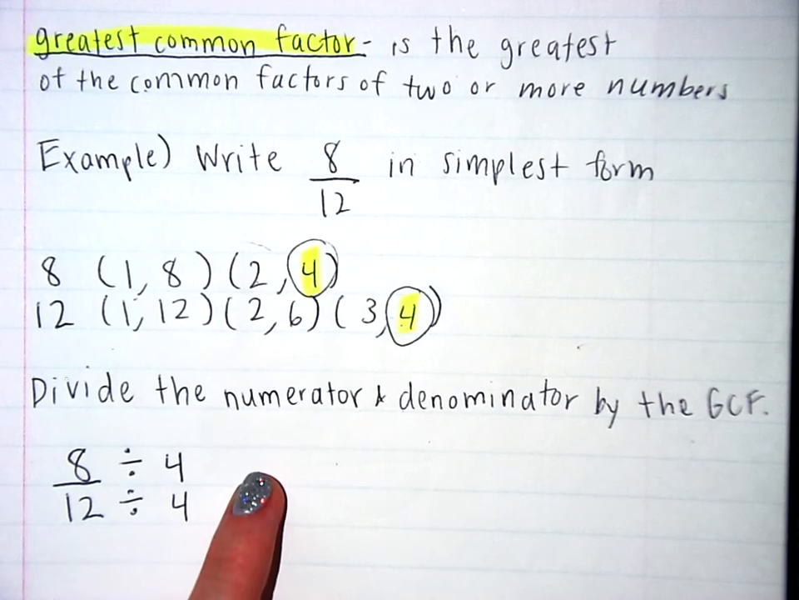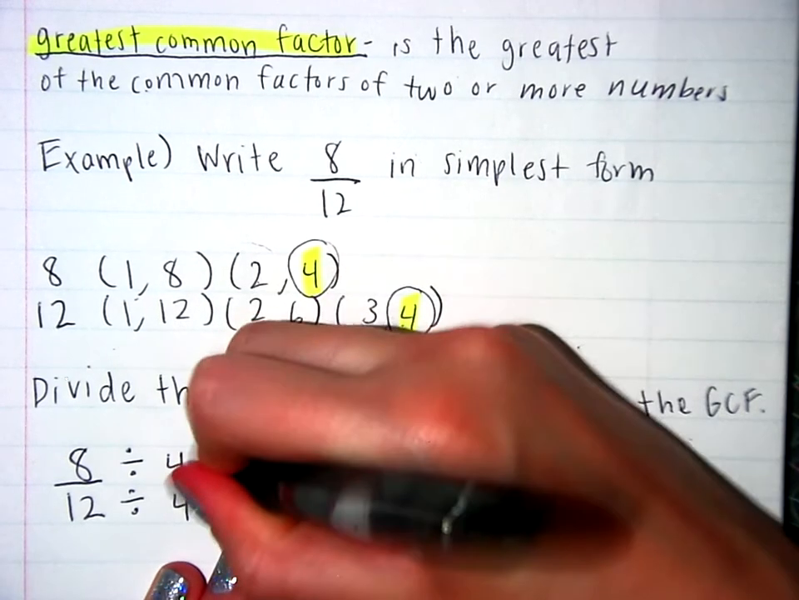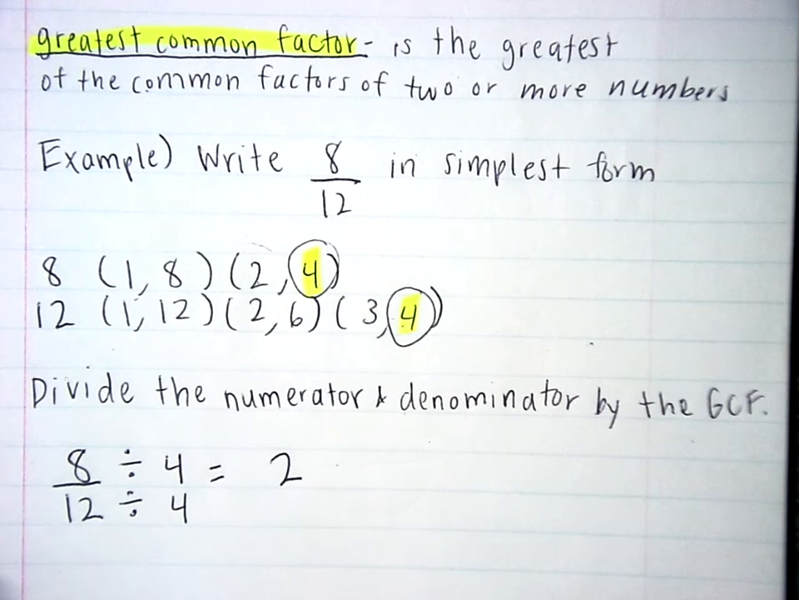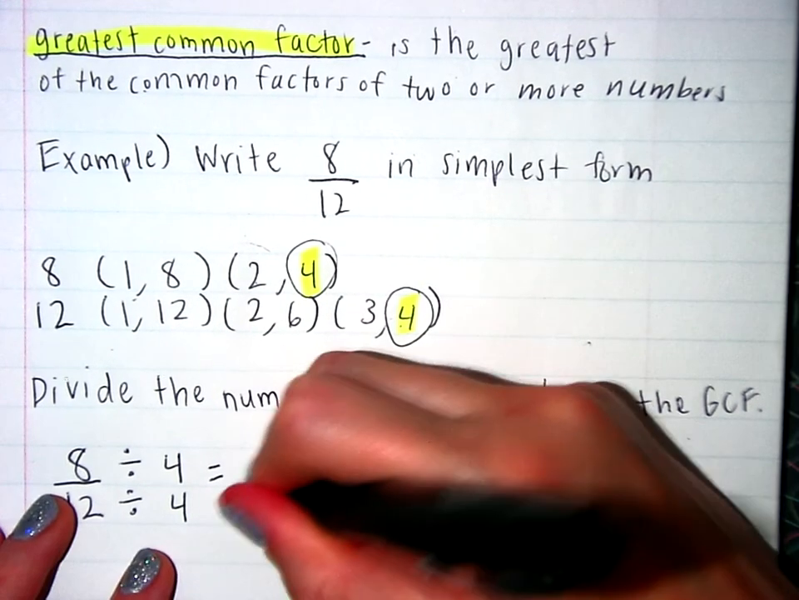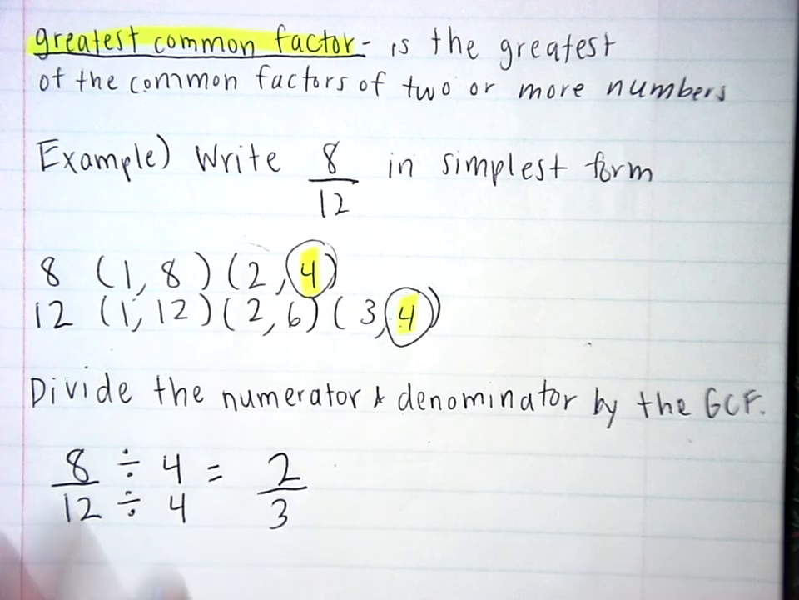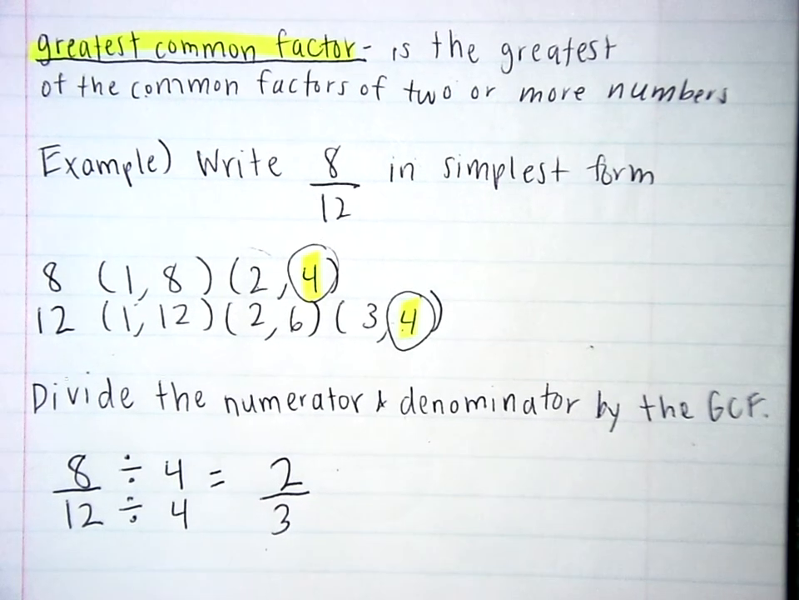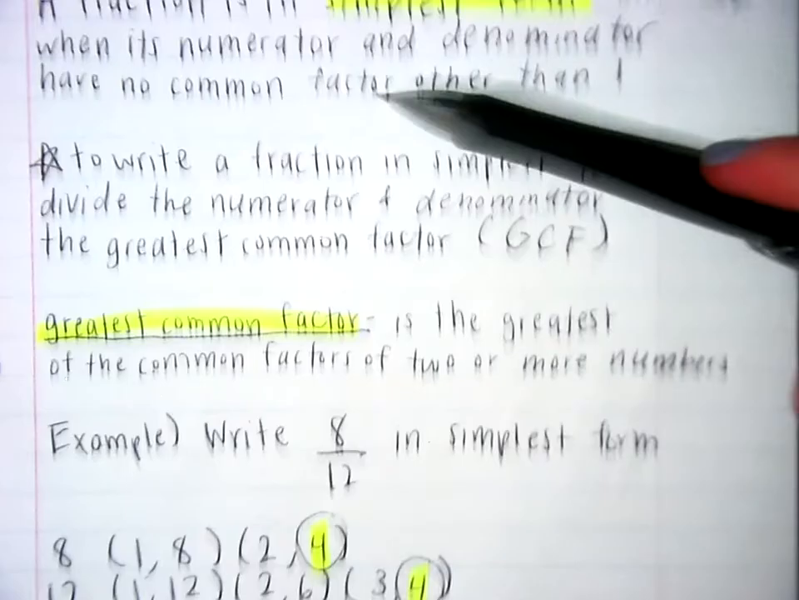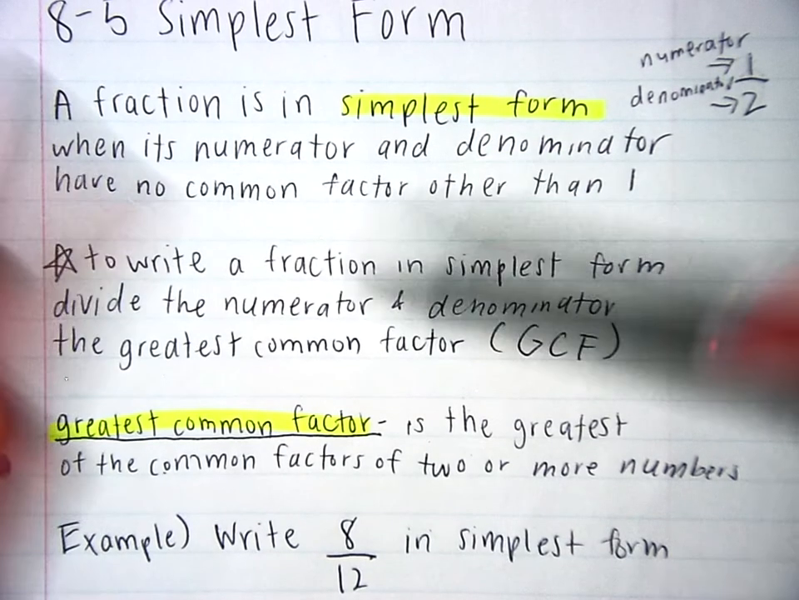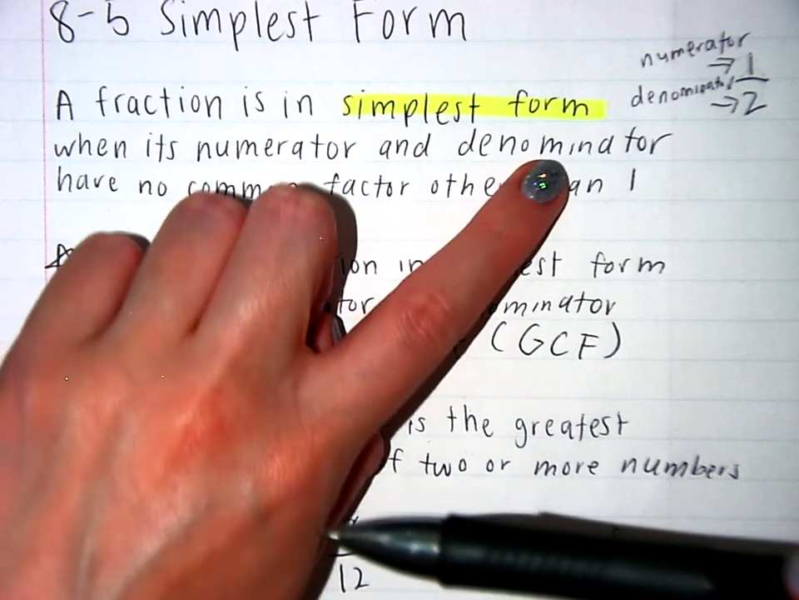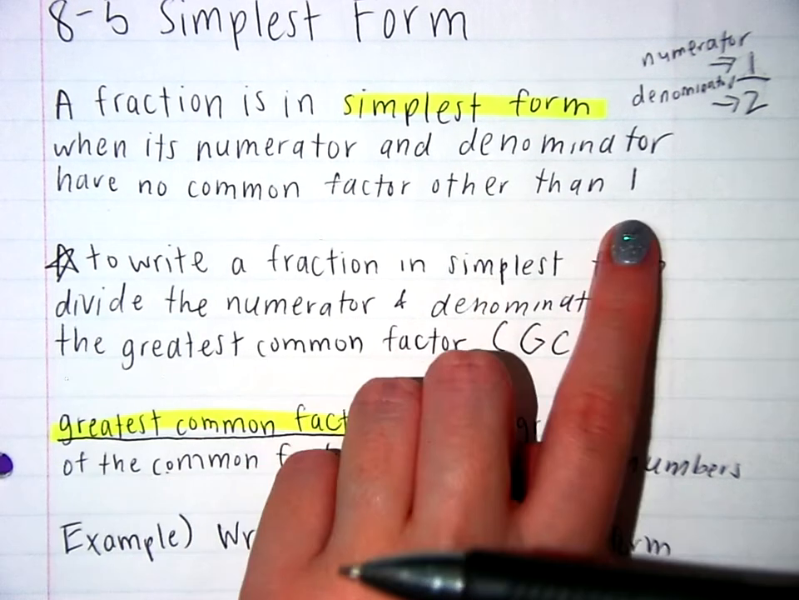8 divided by 4 is going to give you 2. Then 12 divided by 4 will give you 3. Now, 2 over 3 is the simplest form of the fraction of 8 over 12. How do you know it's in the simplest form? Because remember, the fraction is in the simplest form when its numerator and denominator have no common factors other than 1.